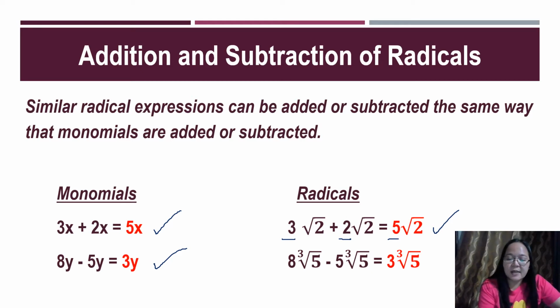Another example. 8 cube root of 5 minus 5 cube root of 5. 8 minus 5, we get 3. And then just copy cube root of 5. So the answer is 3 cube root of 5. So that's how we add or subtract similar radical expressions.